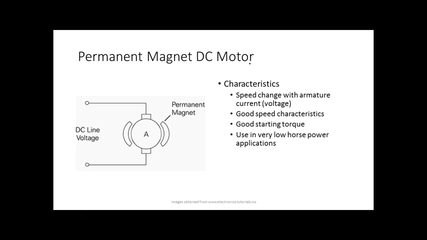These guys, what's the advantage of these guys? They're very cheap. Because we still have a wound rotor, but we no longer have an electromagnetic field. Does that make sense? Anytime I start adding copper, I start adding what? Copper. But we don't get a good speed with it.